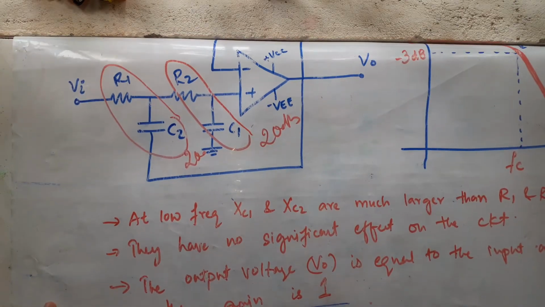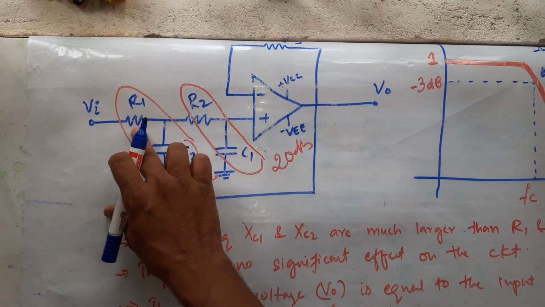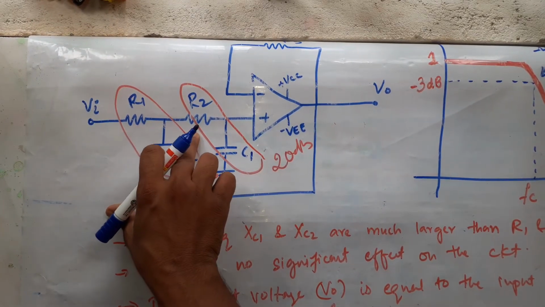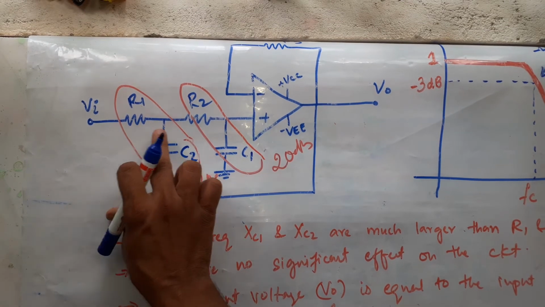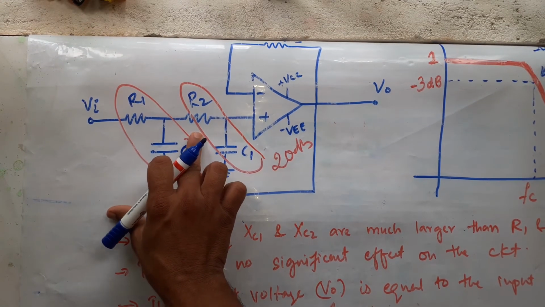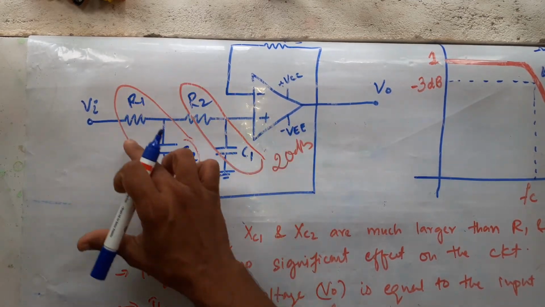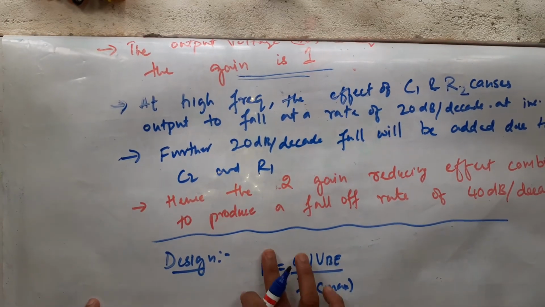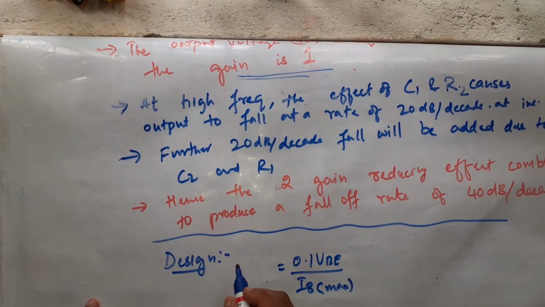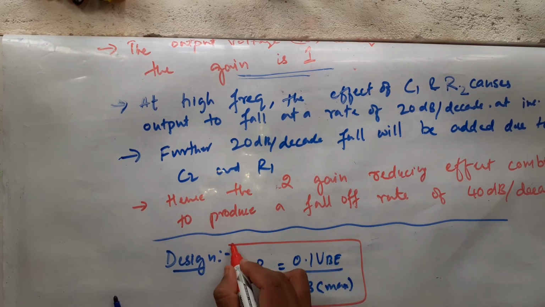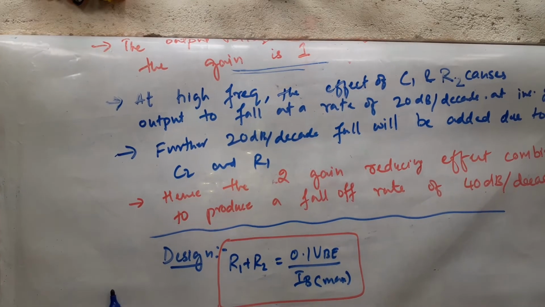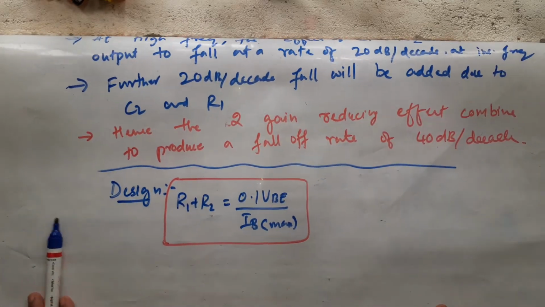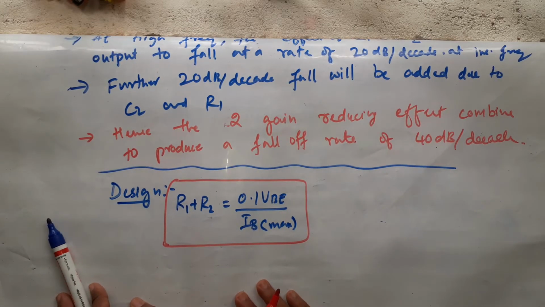Now in place of R1 there is another resistor, like it is R1 and R2. Another resistor is added. So this R1 plus R2 will be considered as input resistance now together. So it will not be just R1, it becomes R1 plus R2. R1 plus R2 becomes here 0.1 VBE by IB max. Okay.